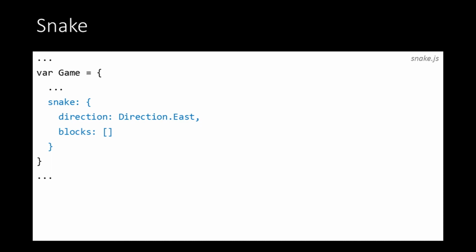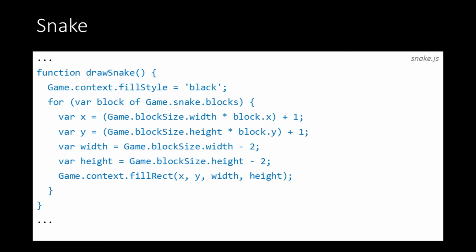I'll add a snake object to the game properties. It contains a direction and a blocks array. Now the block array contains the position of the snake. In order for us to draw the snake onto the canvas, we'll iterate through each of the blocks inside of the snake and draw a rectangle on the canvas in that position.